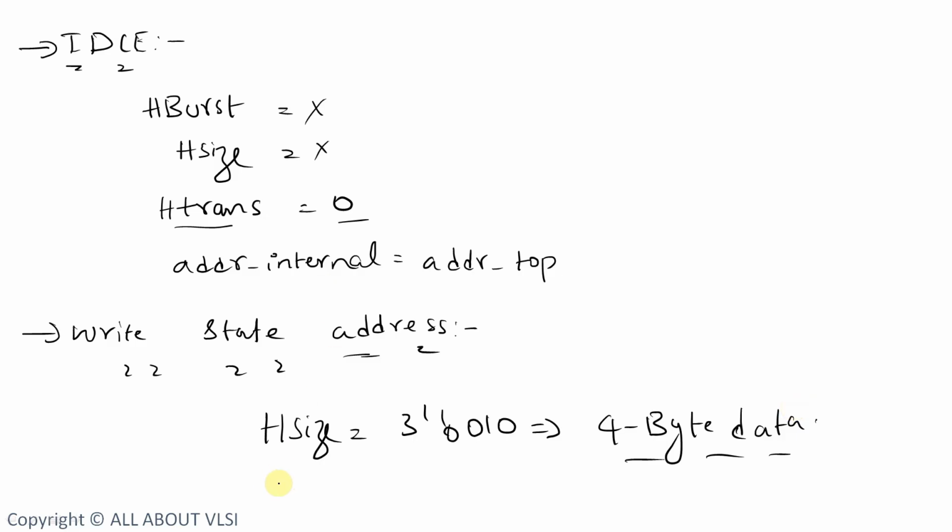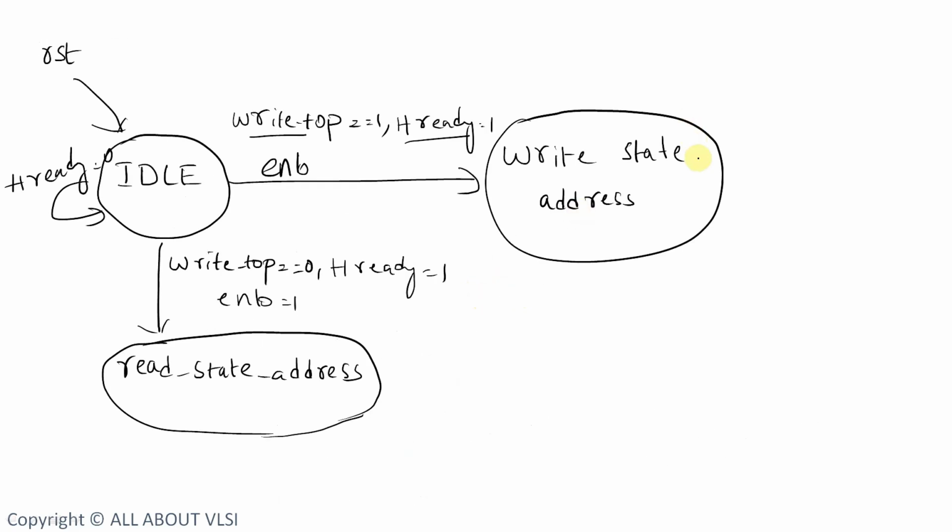And I am also making my HWRITE signal 1. In this write state address state, I am making HSIZE 010 and HWRITE 1. HWRITE equal to 1 means it is a write operation. Now, from the write state address, I am going to a state which is known as write state data.